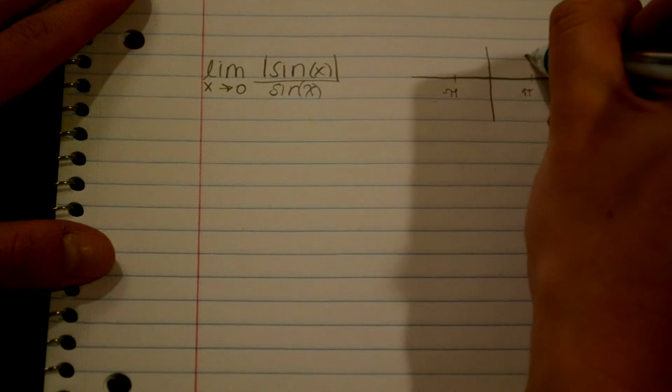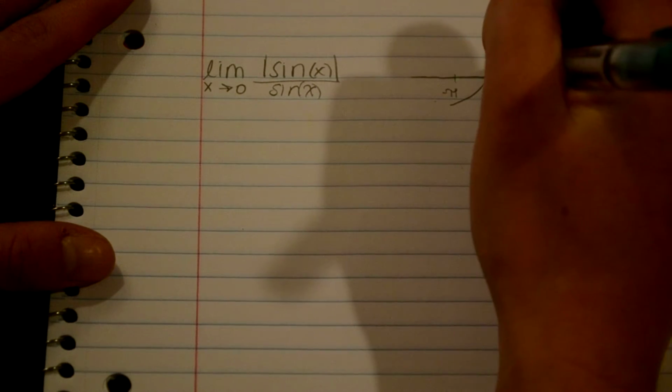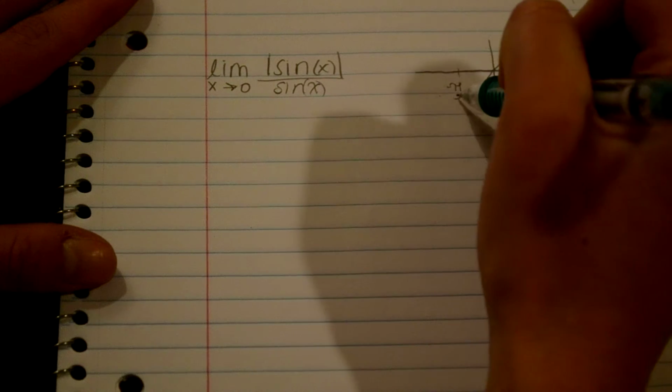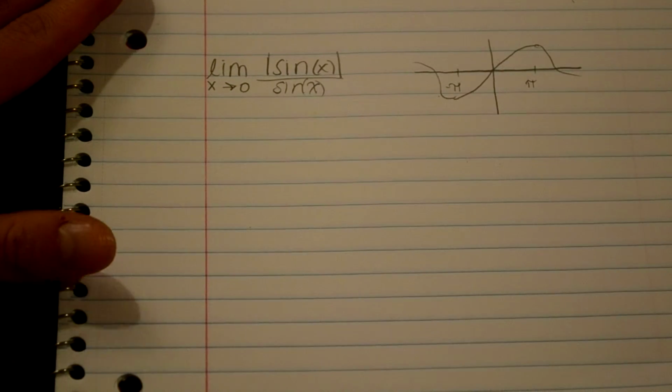The second one is the limit as x approaches 0 of absolute value sine x over sine x. So since it's an absolute value, we'll have a piecewise function. Let's first look at what the sine function graph looks like. So let's say this is pi, this is negative pi. It's coming in from here down to 0, and then from here up towards 0. And it continues on like something like that.